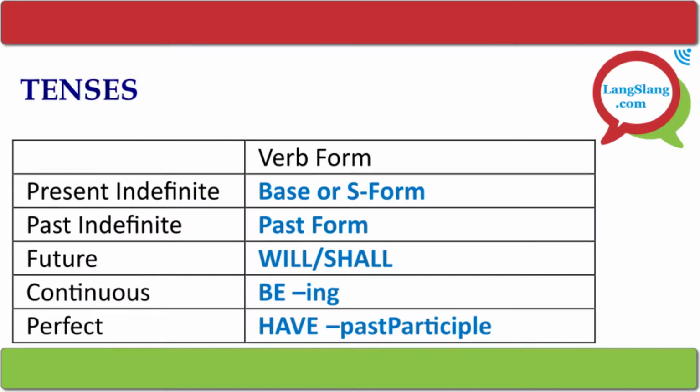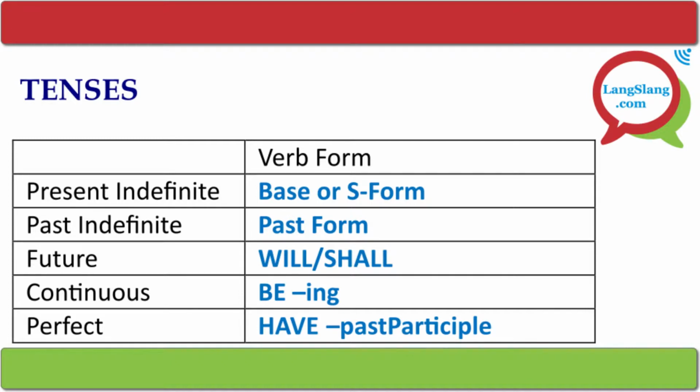If you have learned this chart, you have made a great foundation of your English grammar learning. But let me explain it a little. This chart means that if there is a base or S form in a sentence or a clause, that is a present indefinite. Or if you want to make the present indefinite, you will be using base form or S form of the verb. If you want to make past indefinite, you will be using only past form.